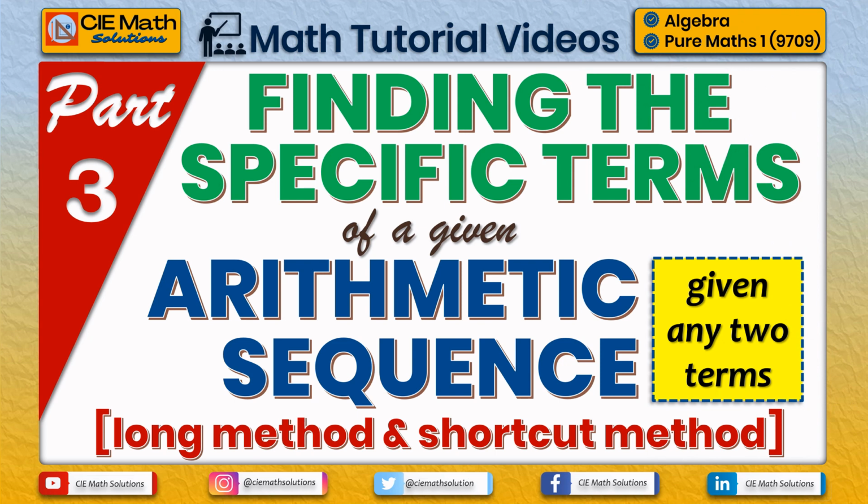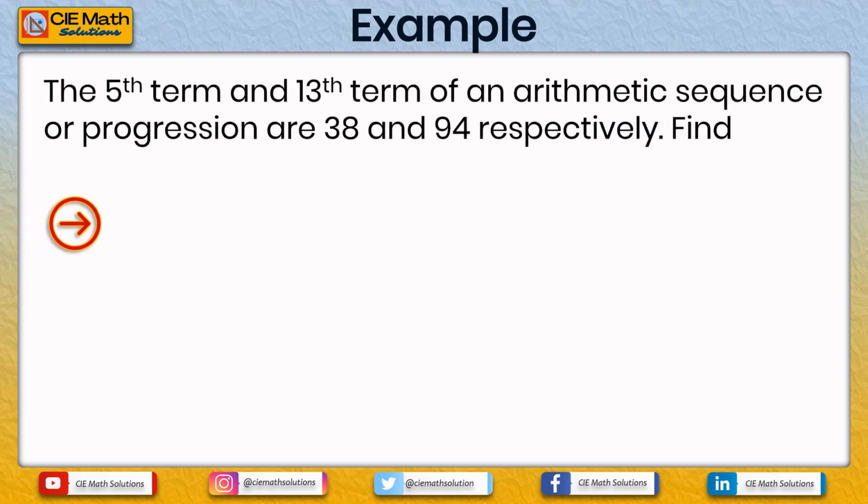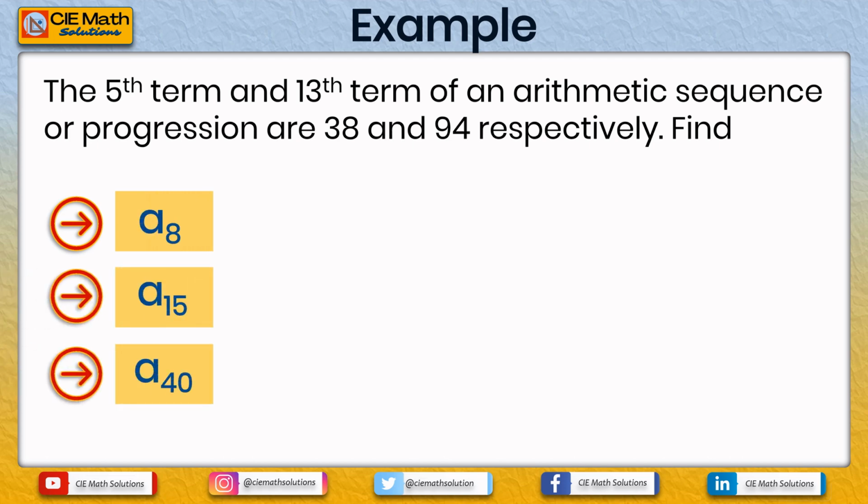Now let us use these prerequisites in finding the specific terms of an arithmetic sequence given any two of its terms. For example, the 5th and 13th terms of an arithmetic sequence or progression are 38 and 94 respectively. Find a8 or the 8th term, a15 or the 15th term, a40 or the 40th term.